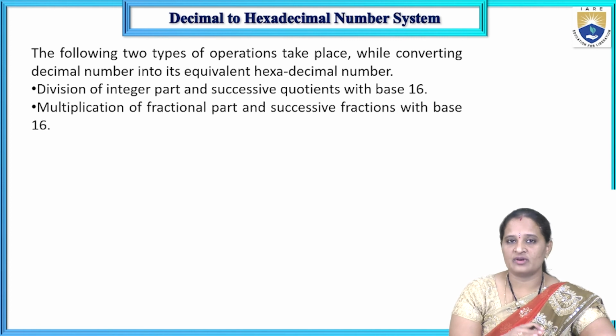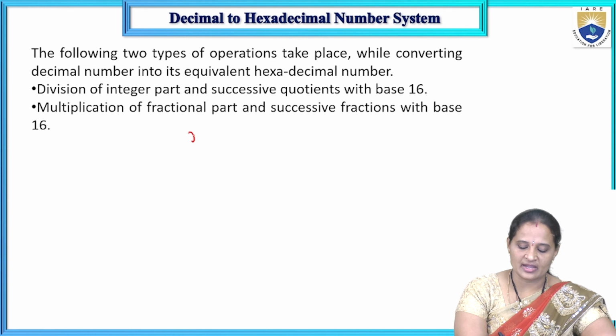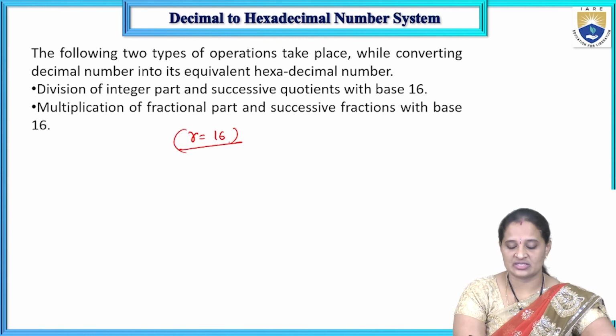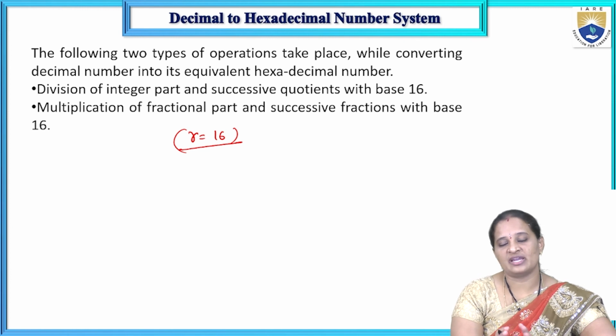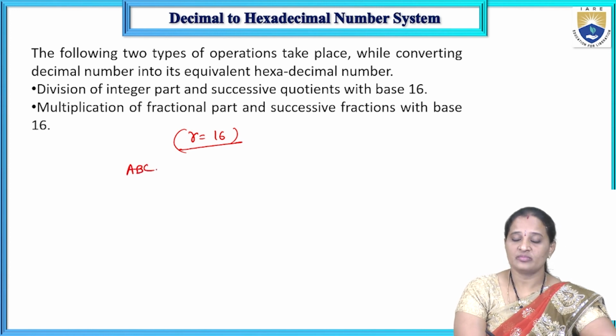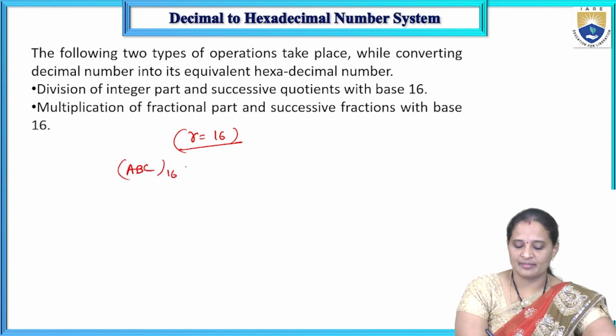Now you want to convert a decimal number into hexadecimal. What is the radix of the hexadecimal number system? That is r is equal to 16. Now successive multiplication and division should be done by 16. So for example, let us consider ABC is my hexadecimal number.